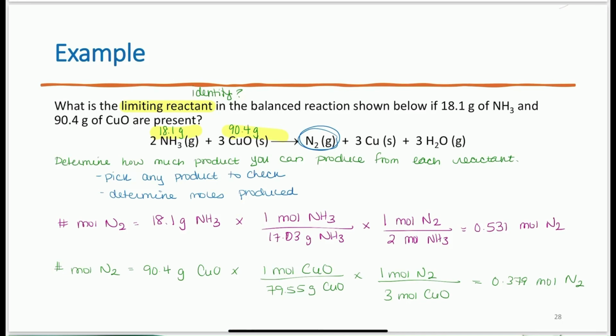So as before, I compare these two numbers. I see this number is smaller, which means that the copper 2 oxide produces less N2. Therefore, copper 2 oxide is my limiting reactant. Again, this is just the other way to do it. It's the way your book does it. Students just tend to mess this one up more often, comparing the two reactants to each other, so the first method keeps students more on the right track, especially if you're dealing with excess reactants.